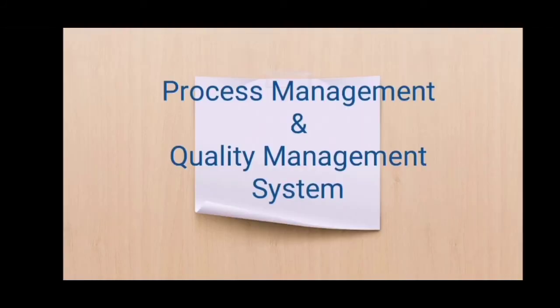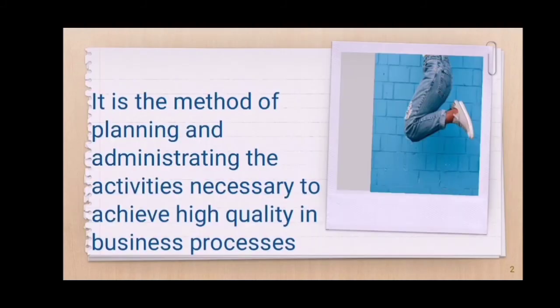Good afternoon. So I will be discussing process management and the quality management system. So first is the process management. It is the method of planning and administering the necessary activities to achieve high quality in business processes. Also, it identifies opportunities for improving quality and operational performance. Ultimately, the main goal is customer satisfaction.